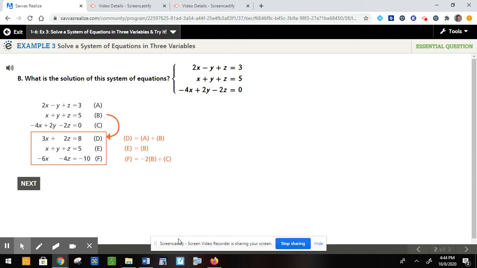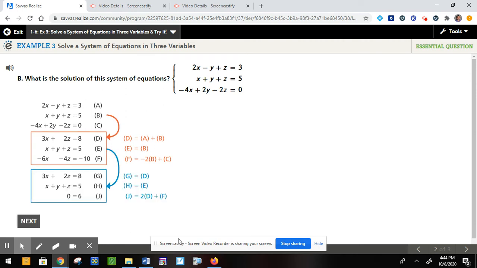So now what you've got is a d and an f equation where both the y's are gone. So now it's just a 2 by 2 system. So what they do is they then take that d equation, right, and then multiply it by 2, and then combine it with the f equation. The point of doing that is to get the x's to eliminate.